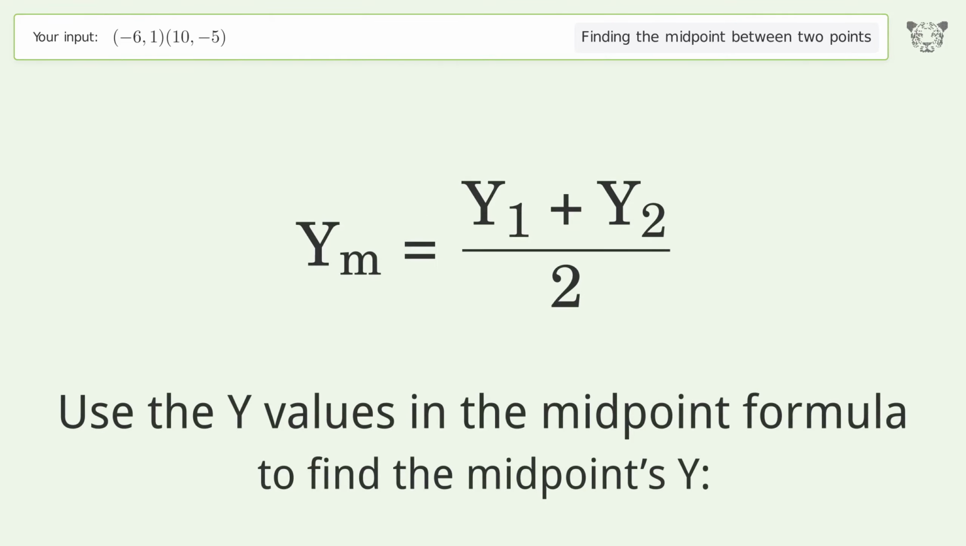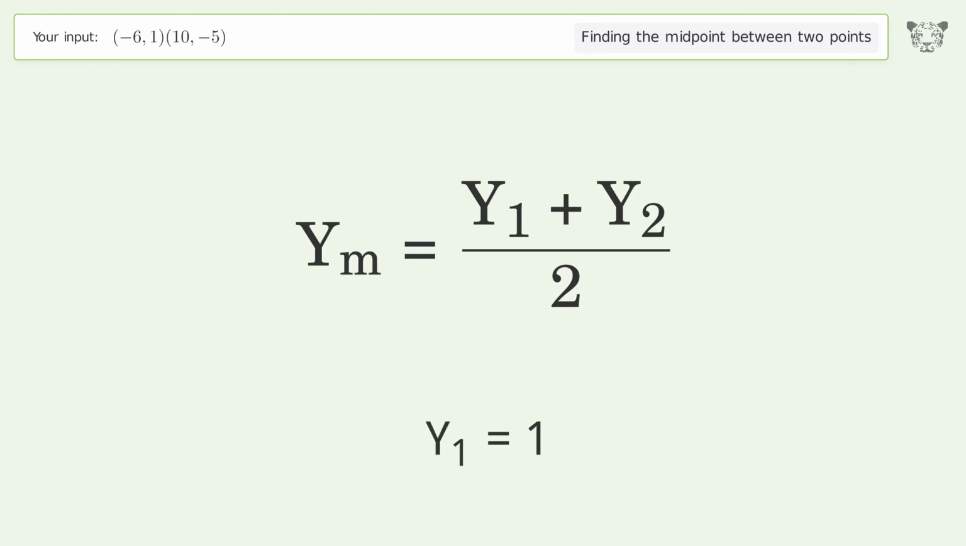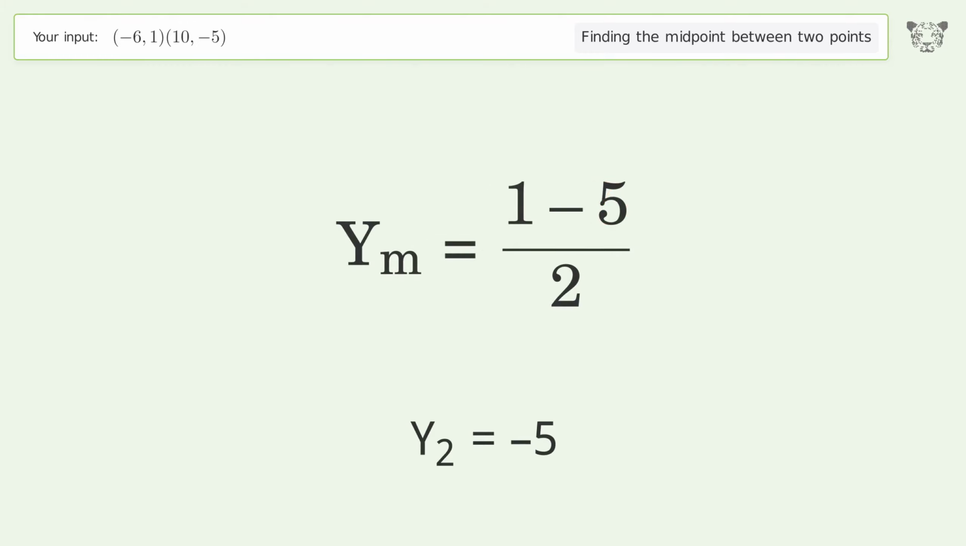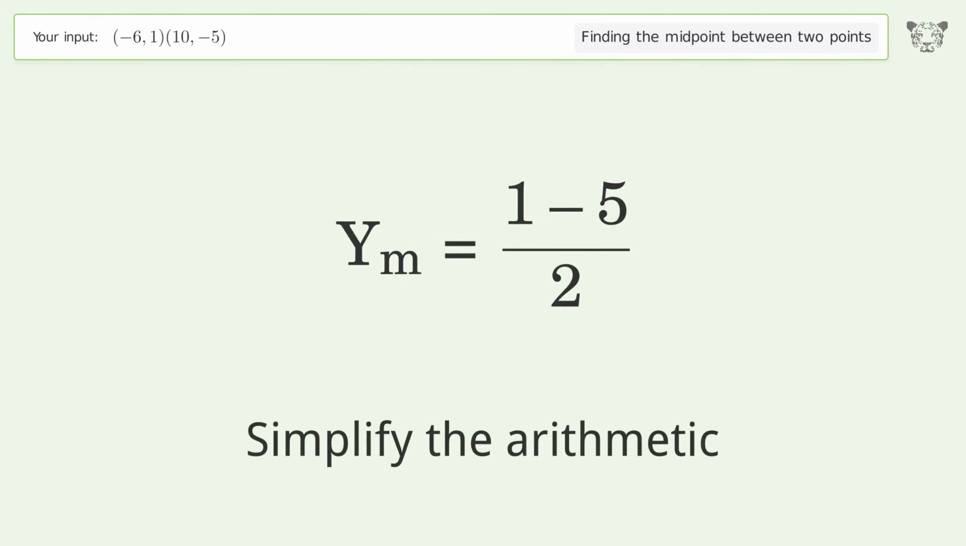Use the y values in the midpoint formula to find the midpoint's y. y1 equals 1, y2 equals -5. Simplify the arithmetic.